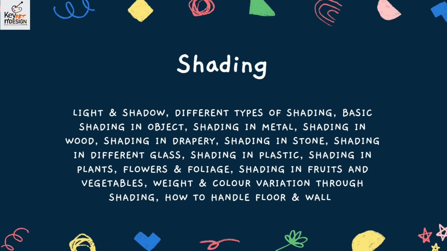Shading: light and shadow, different types of shading, basic shading in object, shading in metal, shading in wood, shading in drapery, shading in stone, shading in different glass, shading in plastic, shading in plants, flowers and foliage, shading in fruits and vegetables, weight and color variation through shading, and how to handle floor and wall.